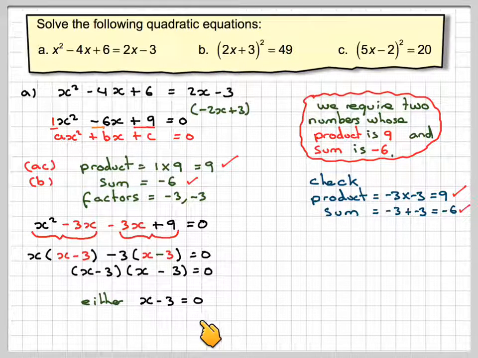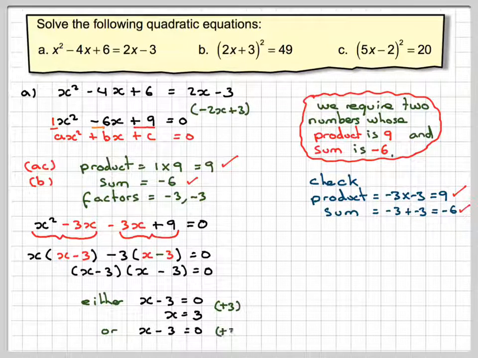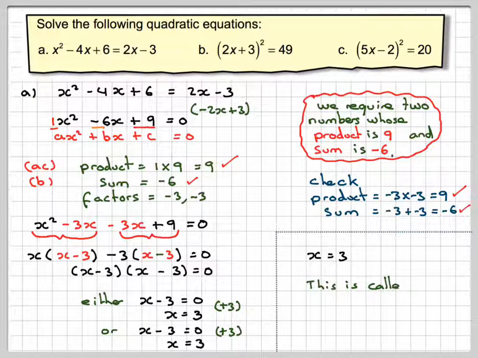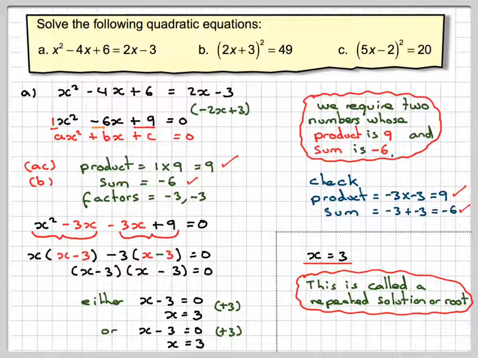So either x minus 3 is equal to 0, which gives, taking away 3, x is equal to... Sorry, you add 3 because it's the opposite of taking 3. So you get x is equal to 3, or x minus 3 is equal to 0, which gives, again you add 3, x is equal to 3. So you get the same answer twice. So there's only one answer, x is equal to 3. This is called a repeated solution or root. Now, if you want to think about the graph of a quadratic, this is the case where the vertex of the graph just touches the axis once only.